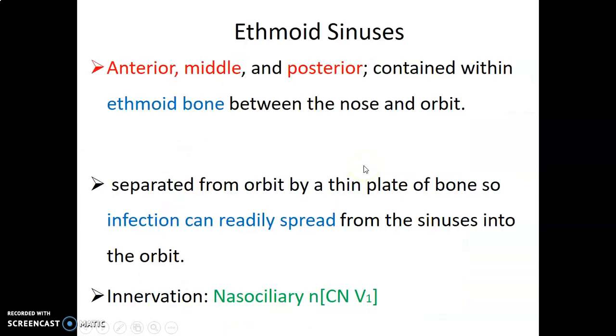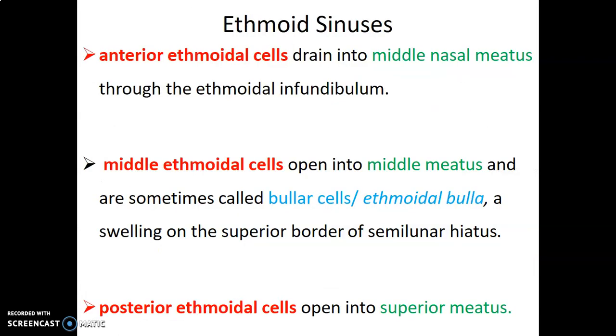The ethmoid, there are 3: anterior, middle, and posterior ethmoid sinuses within the ethmoid bone, and they're innervated by ethmoidal nerves, and they're usually sites where infection can spread from the ethmoid sinus into the orbit.